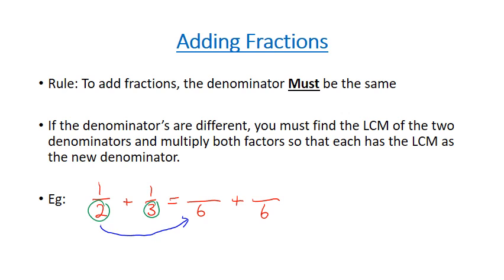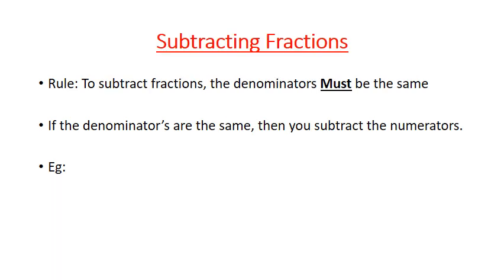So 1/2 is the same as 3/6, and 1/3 is the same as 2/6. So therefore now you can see that we have a common denominator. That means that our denominator is just going to be 6, and we've got 3 plus 2, which is 5. So remember, you need to find a lowest common multiple of two denominators if they are different. Create the equivalent fractions so that the denominators are the same, and then you can just add straight across. The same rules apply for when you're subtracting fractions.